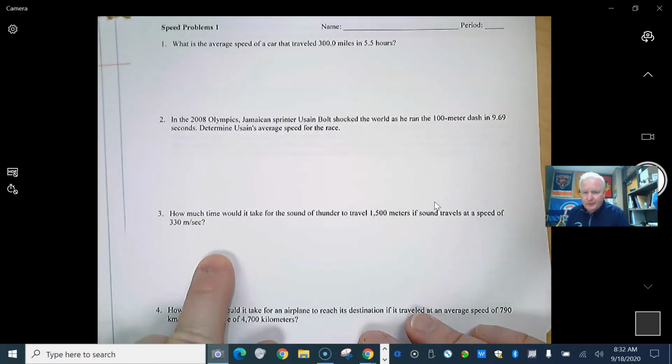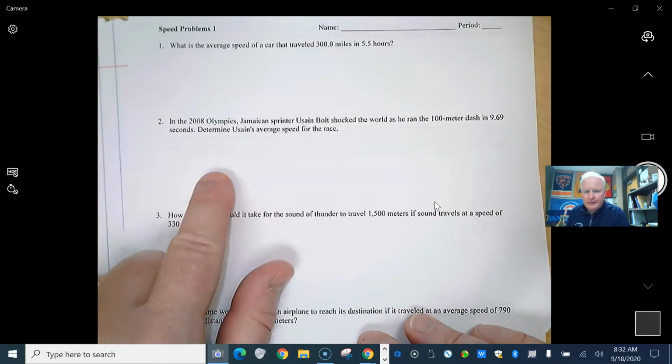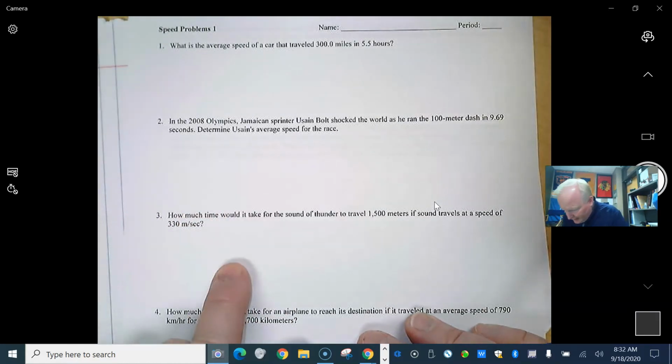So problem number 3 is different than problem number 2 only in that instead of asking us to find velocity, they're going to ask us to find time.